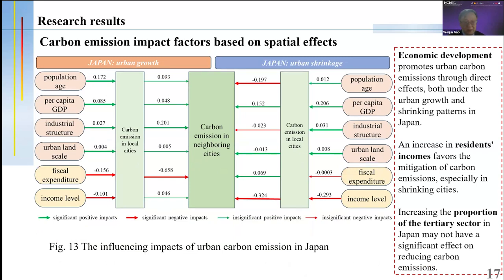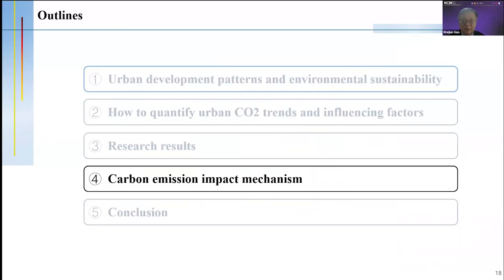And for Japan, also economic development promotes urban carbon emission, in both urban growth and shrinkage in Japan. But an increase in resident income favors the mitigation of carbon emission, especially in shrinking cities. And an increase in the proportion of the tertiary sector in Japan may not have a significant effect on reducing carbon emission.